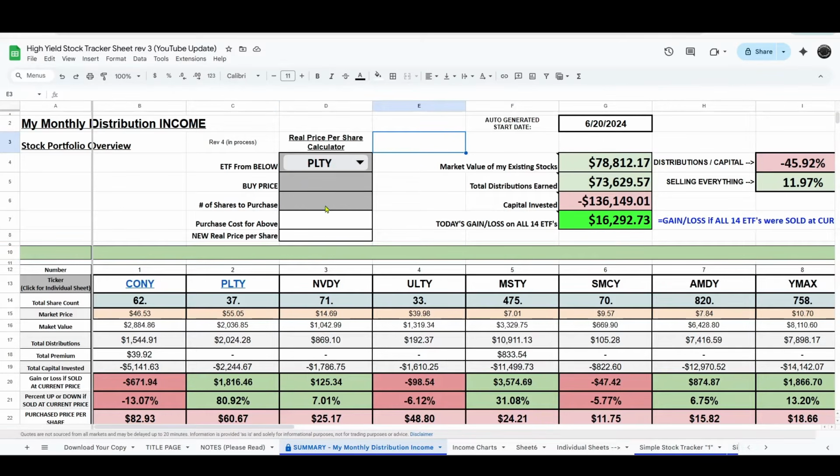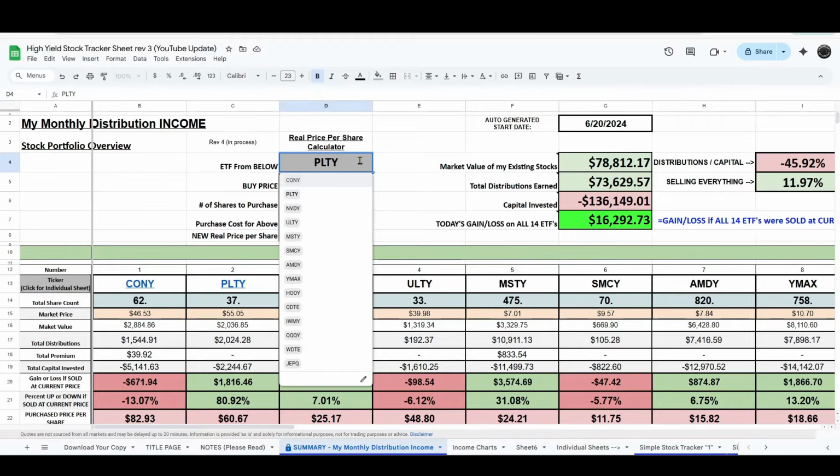And to use this calculator, you first hit the drop down. It has all of the ETFs that you would have entered into your spreadsheet. It does not show everything. It only shows the ones you've entered. You would select the one that you would potentially want to buy, and we'll just use CONY.